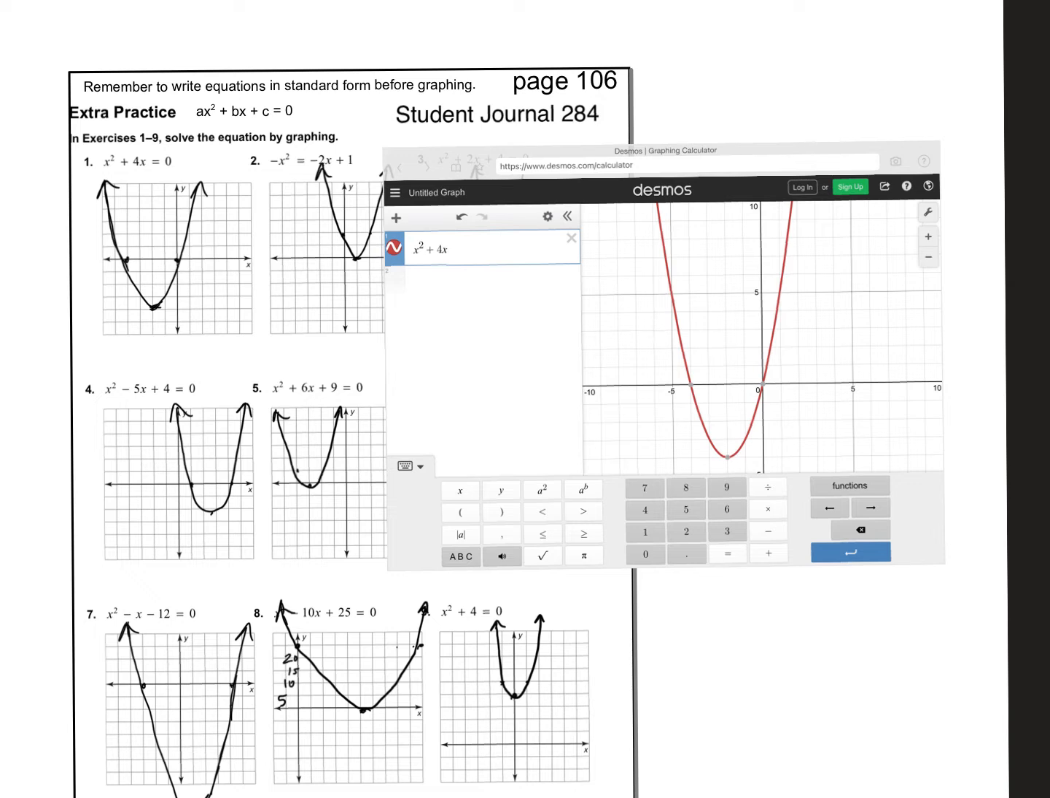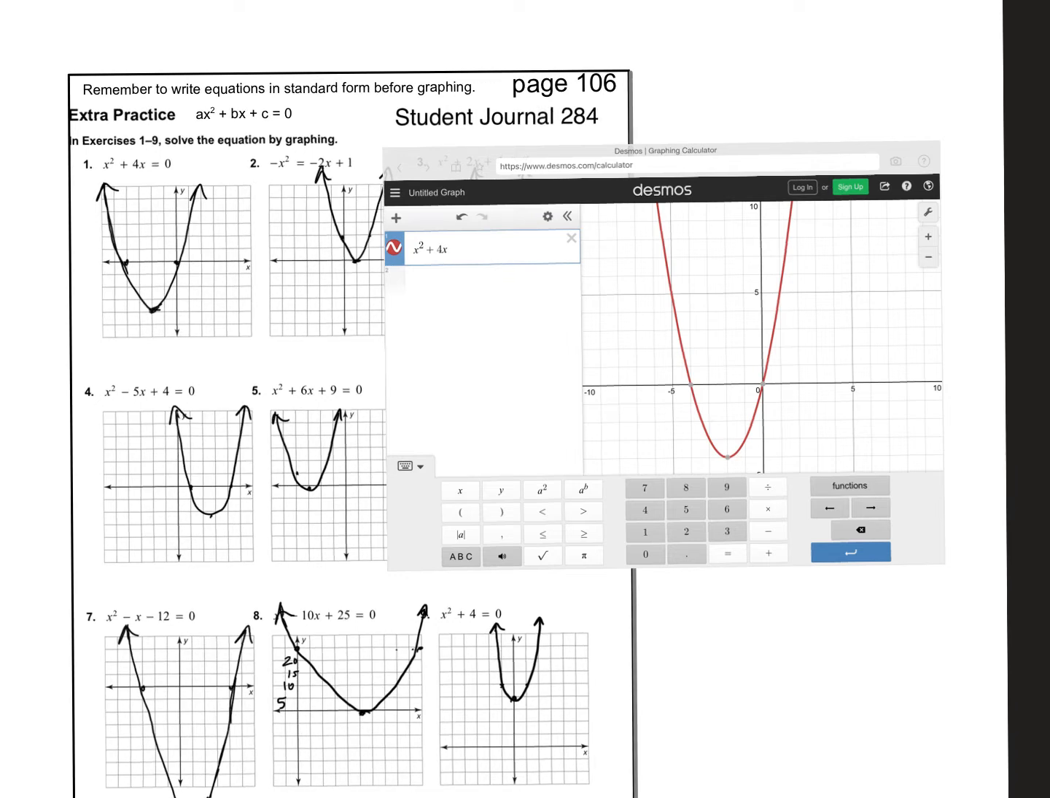I didn't re-listen to the beginning of this slide, everything that I said. I know I talked about how to graph and how I got the graph that's over there, but I don't remember if I mentioned what you're looking for here. To solve the equation by graphing, all you have to do is look at the graph and find the x-intercepts.